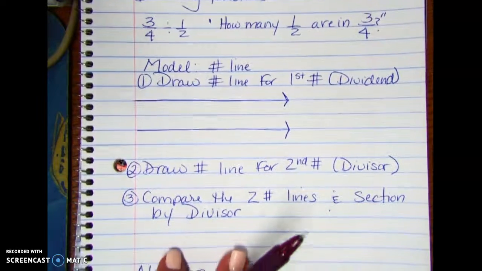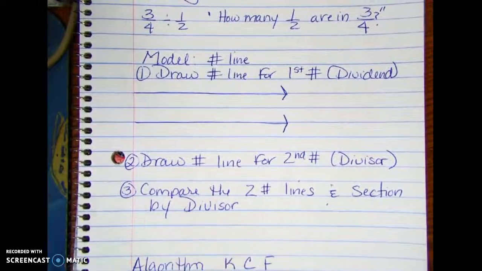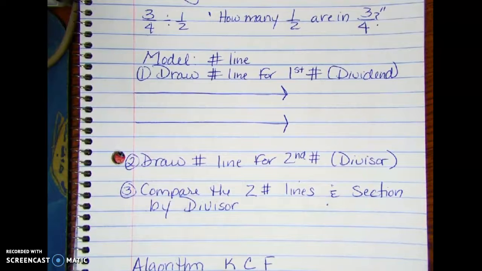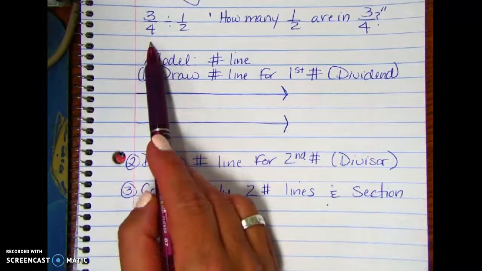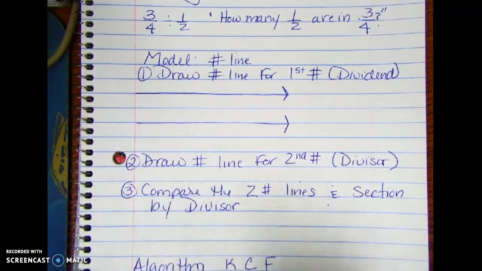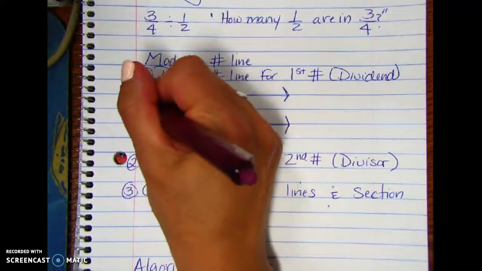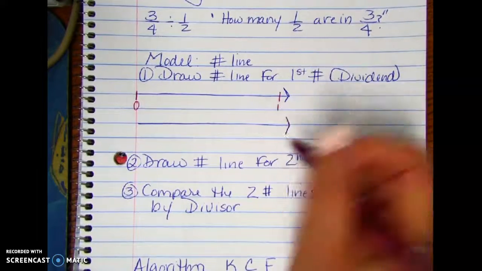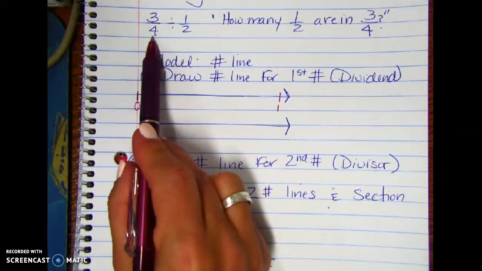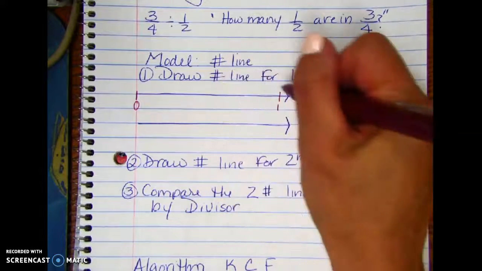So these are the steps to draw the model, and of course we're going to see what it means. We're going to use a number line for this model. The first thing we have to do is draw a number line for the first number, which is our dividend. I've already got this written out, and I'm going to go from 0 to 1 whole. It tells me I have to have this divided into fourths.